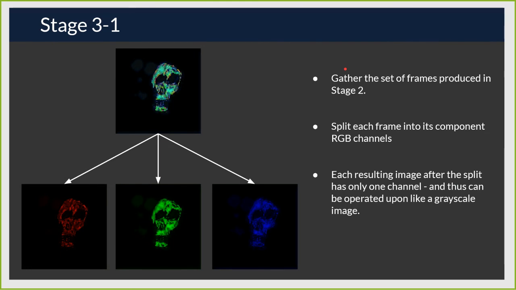So now the next and final stage, which is a little complicated, had to be split into 3 steps. The first step of stage 3 is we gather the set of frames produced in stage 2. We then split each of these frames into its component RGB channels, so that essentially we're creating 3 new images for each frame: one is just the red channel, the green channel, and the blue channel. An important point about this is that because all of these new images are single channel, they can be operated upon like a grayscale image.